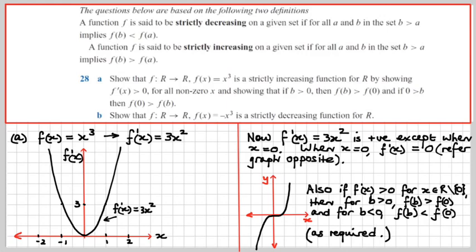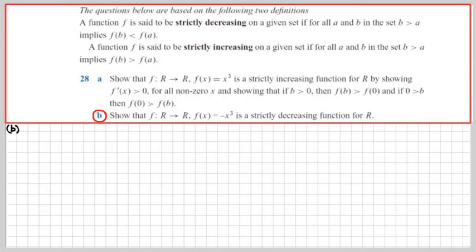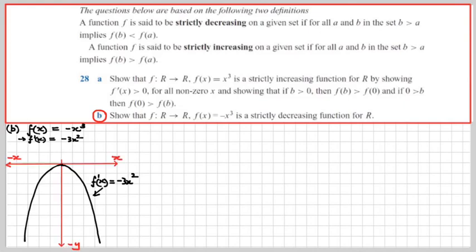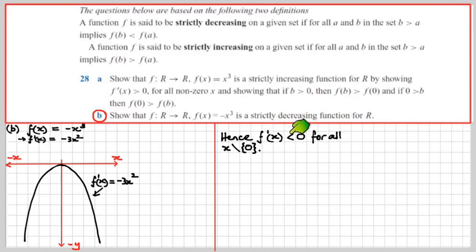Yeah? Now, I've still got to do b, don't I? All right, let's do b. Come on, Mr. B. We'll knock you off very fast now. f of x equals minus x cubed, therefore f dashed x equals minus 3x squared. There's the graph there. Same reasoning, guys. Exactly the same reasoning. So I'm saying, hence, if f dashed of x is negative for all x except 0, that means that f of x must be decreasing for all x except 0.